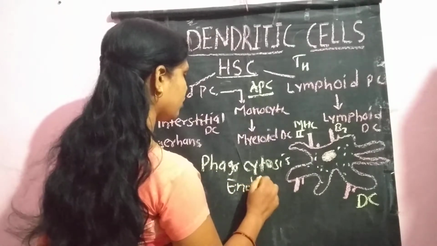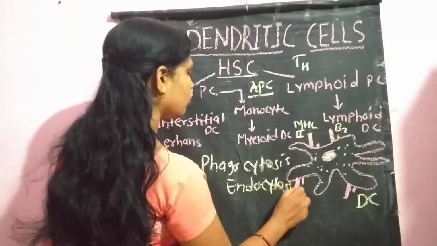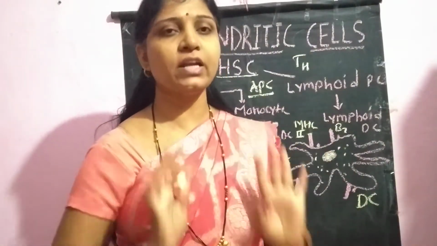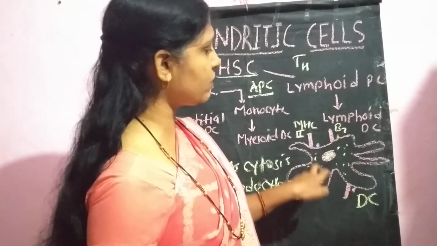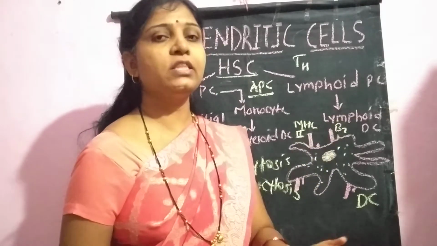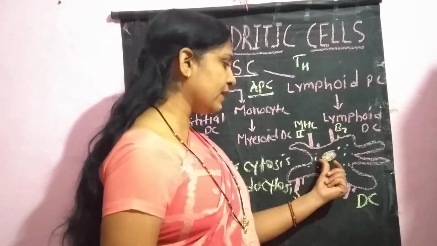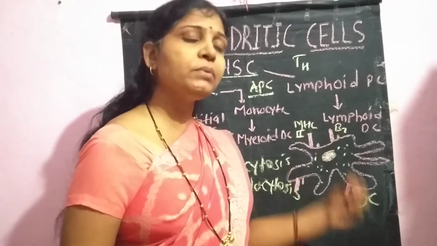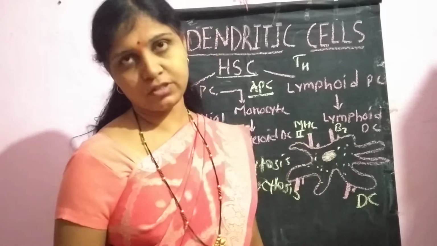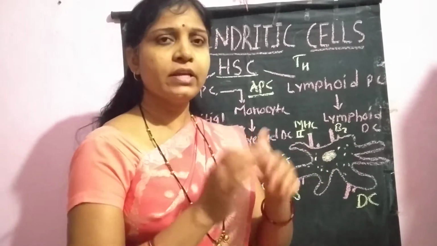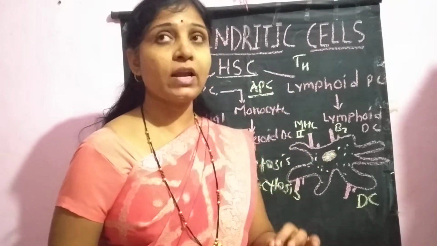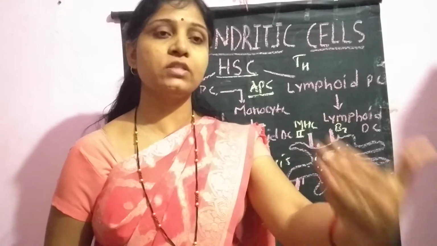Phagocytosis or endocytosis are the two main processes through which the antigen or foreign particles enter the dendritic cells. Once inside, different enzymes present within the dendritic cells degrade the complex structure of the antigen or foreign particle into shorter peptides. So there is processing of these antigens; the dendritic cells do not only present the antigens to the immune cells.